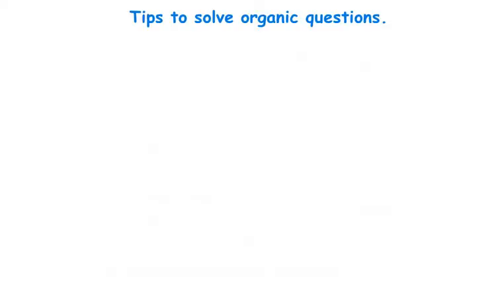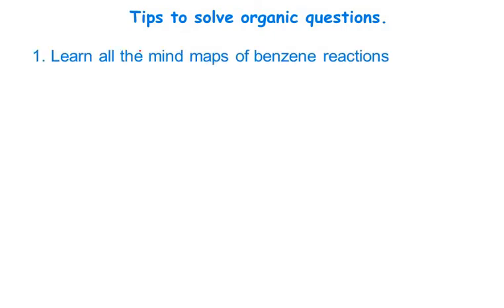So we have seen three types of questions based on the reactions of benzene, and let's also understand some tips and tricks to solve such organic questions, that is, benzene questions. The first tip is to learn all the mind maps of benzene reactions. All the mind maps means not only the reactions of benzene but the reactions of substituted benzene also, and the reactions of phenol also.